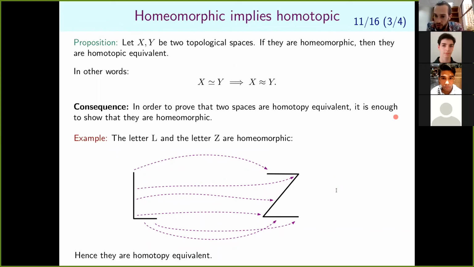And I have a question of Guilherme. Can you give us, in the chat, an example of two topological spaces that are homotopy equivalent but not homeomorphic? Or does the converse also hold? And Guilherme's answer to your question is the next slide.